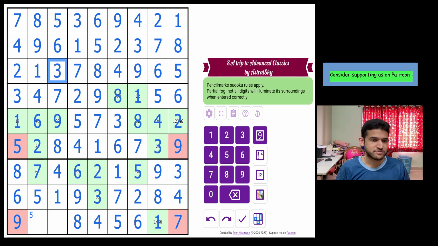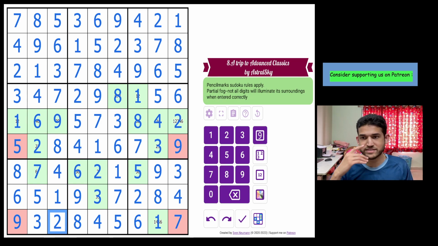And with that, we have completed this wonderful Sudoku by Astralsky. What a fun Sudoku, guys. And it has been aptly titled A Trip to Advanced Classics. So you saw an X-wing here, you saw a Y-wing here, you saw a skyscraper logic here, and not to forget the important chain that we deduced.